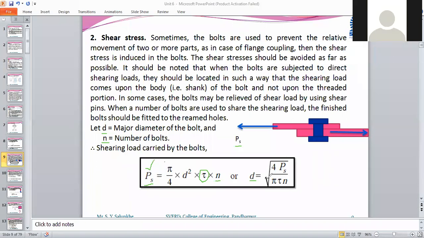In this case, if the shear force is known, then we can calculate the major diameter of that bolt by taking the square root of 4 P suffix S, that is the shear load, divided by pi tau n, where pi is the constant, tau is the allowable shear stress, and n is the number of bolts which are used to take the shear load P suffix S. Any question?